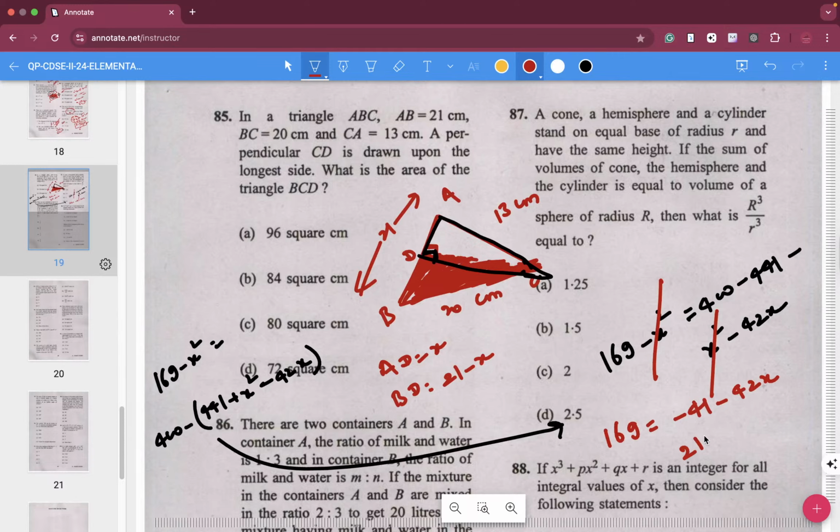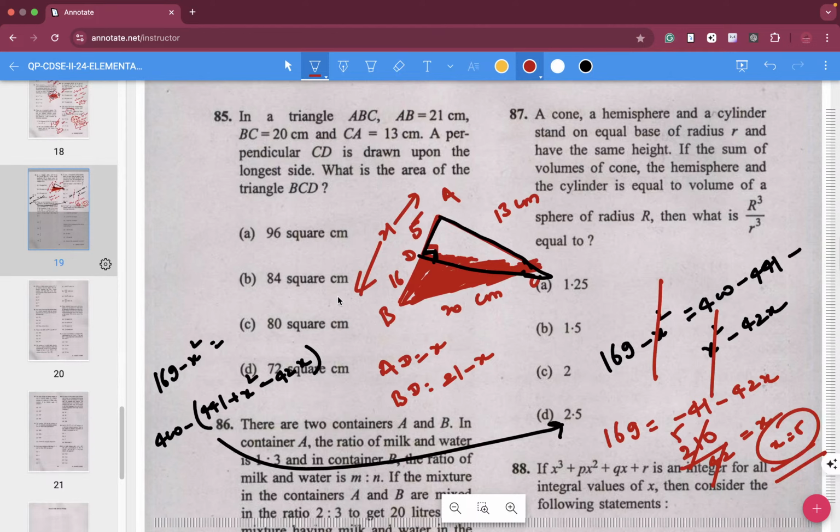So if we solve for this, 210 divided by 42 is equal to x. So this is equal to 5 over here. Now x is equal to 5, which means AD is 5. AD was x, okay, AD is 5 and this value is 16.